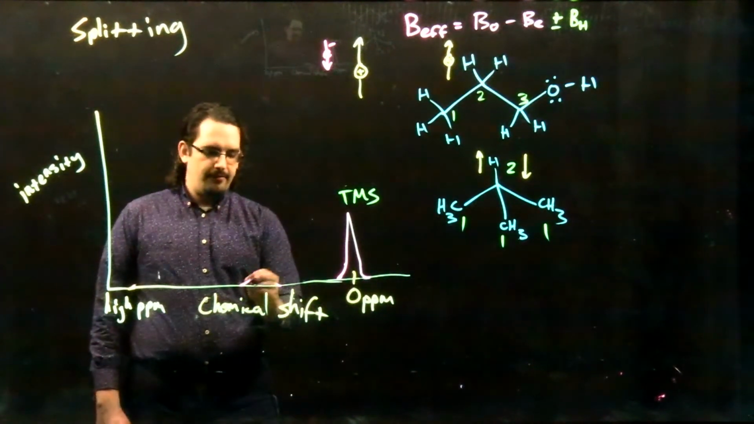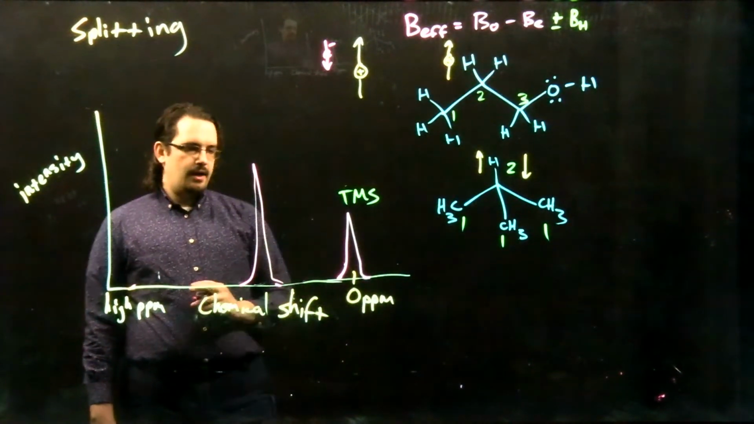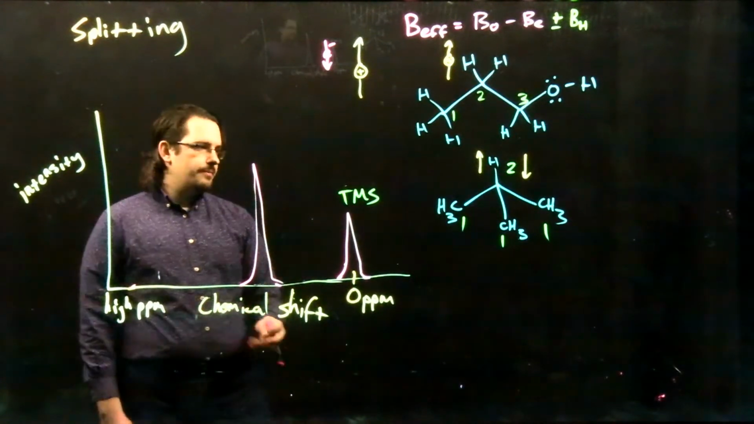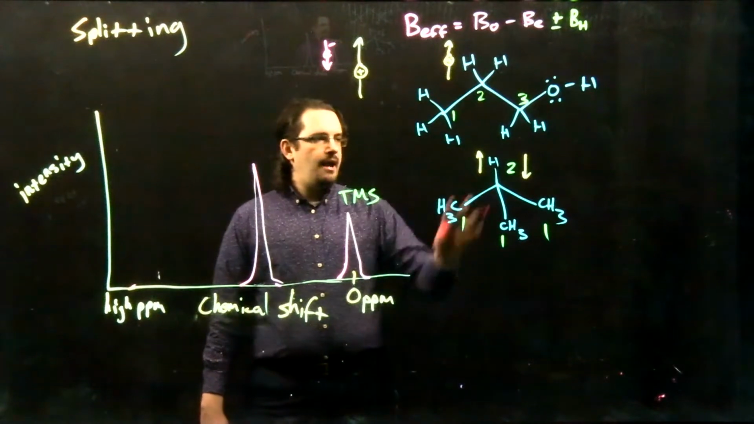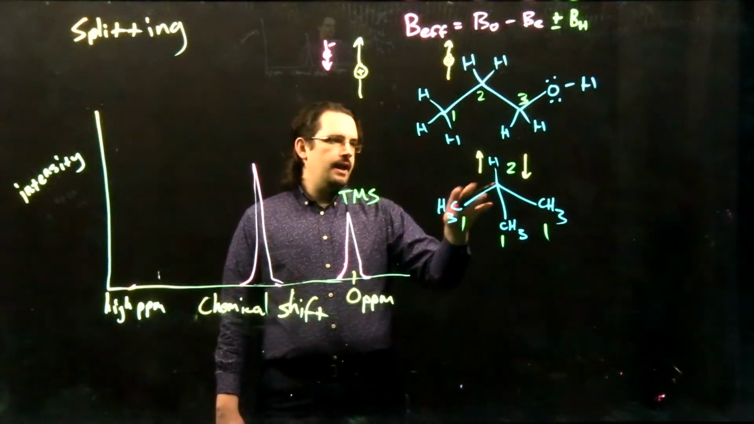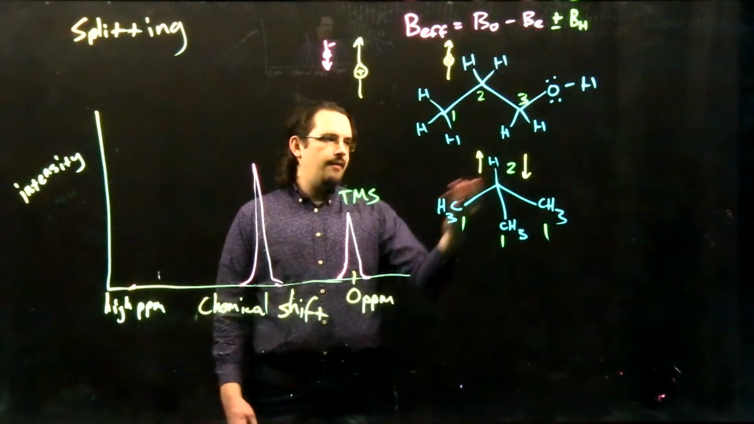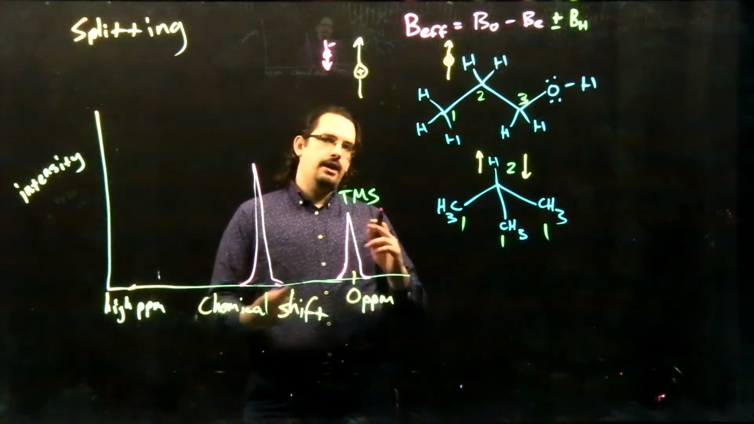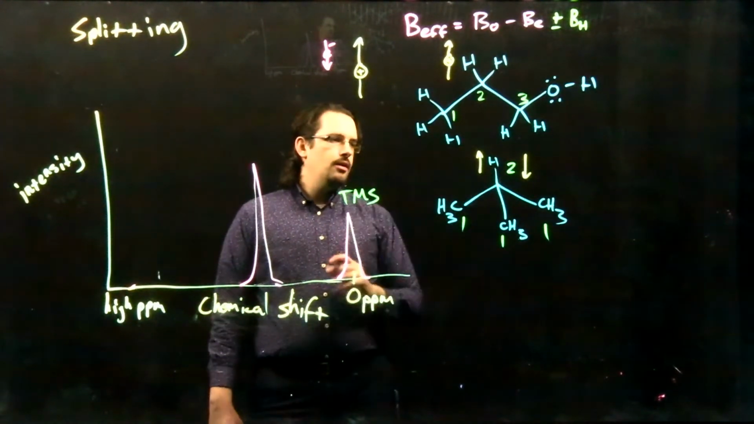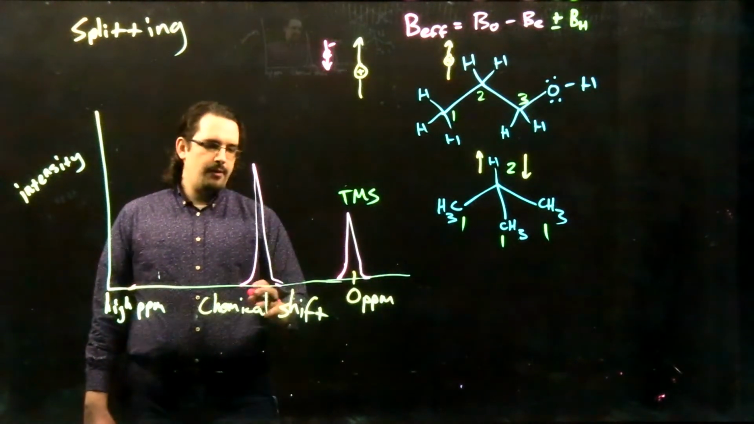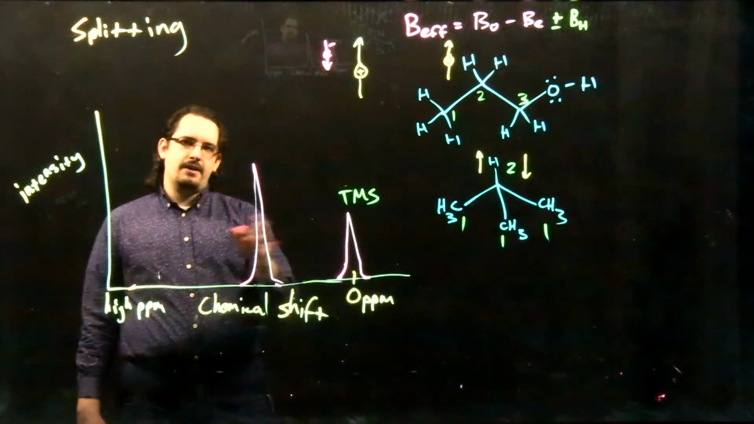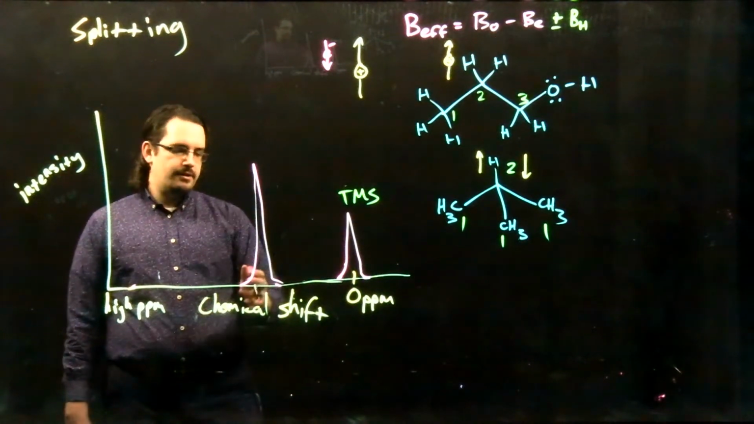So here's our peak based on what frequency we absorb based on our chemical environment. And now half the time, let's say this is going to be pointing up, and the other half the time it's going to be pointing down. It can be up or down. We don't necessarily know what it's going to be. So depending whether it's up or down, our peak is going to shift slightly to the left or to the right.